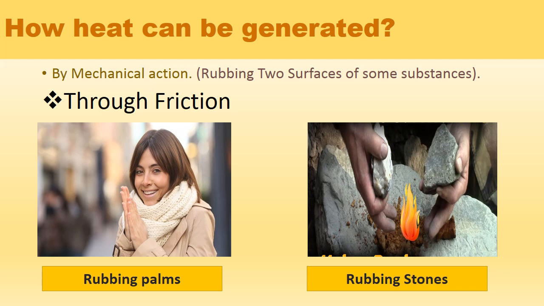You rub your hands. This will generate some heat, so that it will help you to keep yourself warm. By rubbing your palms, we know that ancient people used to rub stones to get fire. So heat can be produced by rubbing two surfaces of two different substances together.